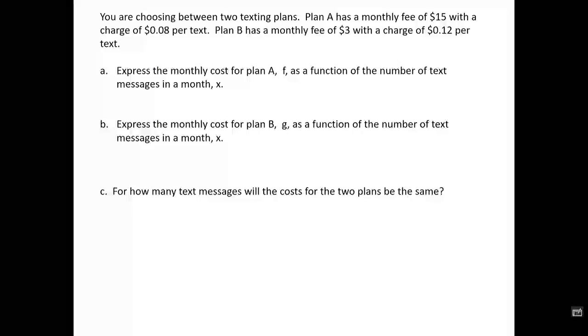You're choosing between 2 texting plans. Plan A has a monthly fee of $15 with a charge of 8 cents per text. Plan B has a monthly fee of $3 with a charge of 12 cents per text. In the first part, part A, we want to express the monthly cost for Plan A as a function, and the function f is to represent the number of text messages in a given month, x. All right, so let's do this. So we're going to call the function f. So we have f of x.